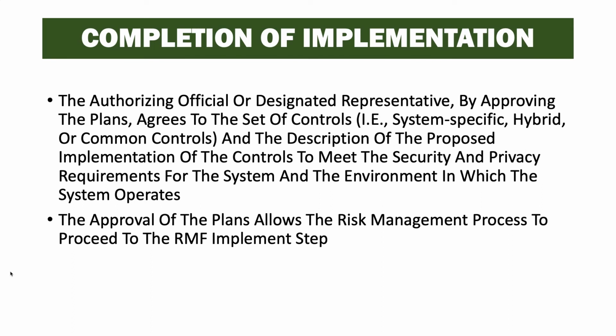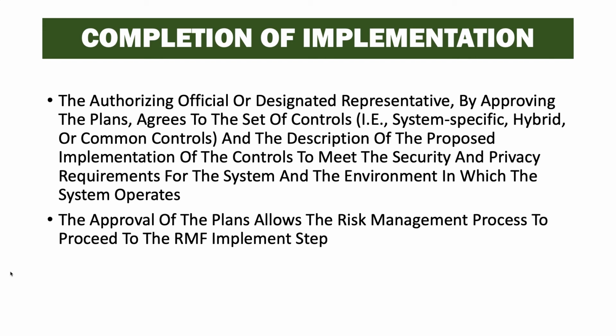The authorizing official or designated representative, by approving the plan, agrees with the set of controls, that's those things that are system-specific, hybrid, or common, and the description of the proposed implementation of the controls to meet the security and privacy requirements for the system and the environment in which the system operates. The approval of the plan allows the risk management process to proceed to the RMF implement step, the next step. So we've got to get through this task to get to the implement step, when we actually start implementing the controls and building the system.